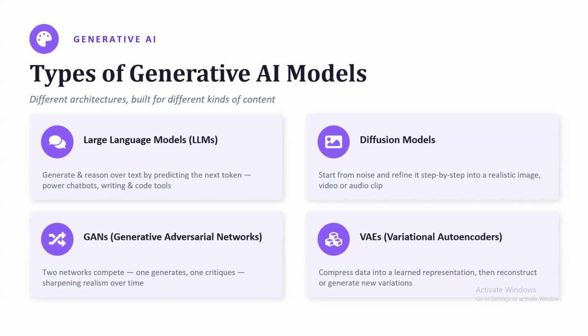We are going to cover the diffusion models and the generative adversarial networks. Two networks compete: one network generates, one is the critic, sharpening the results over time.